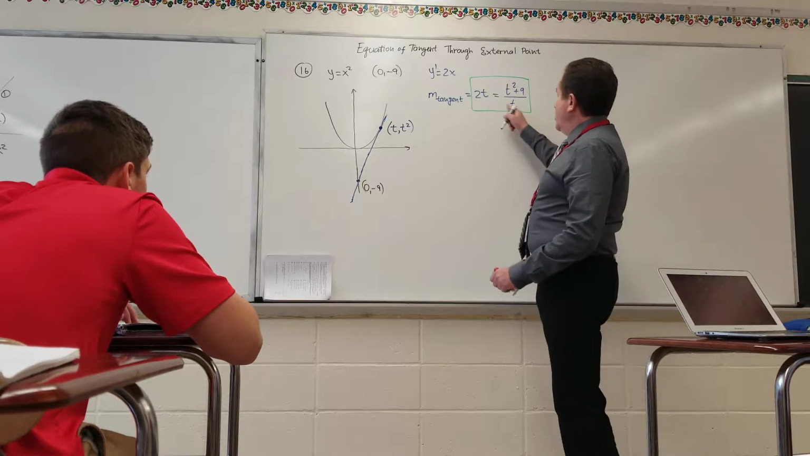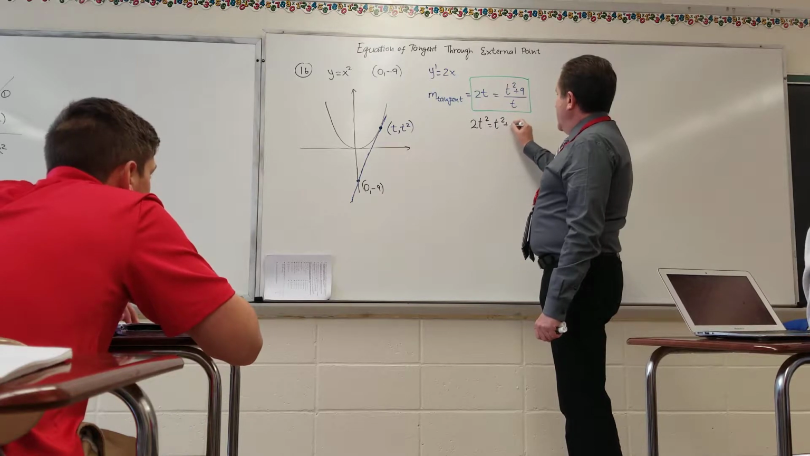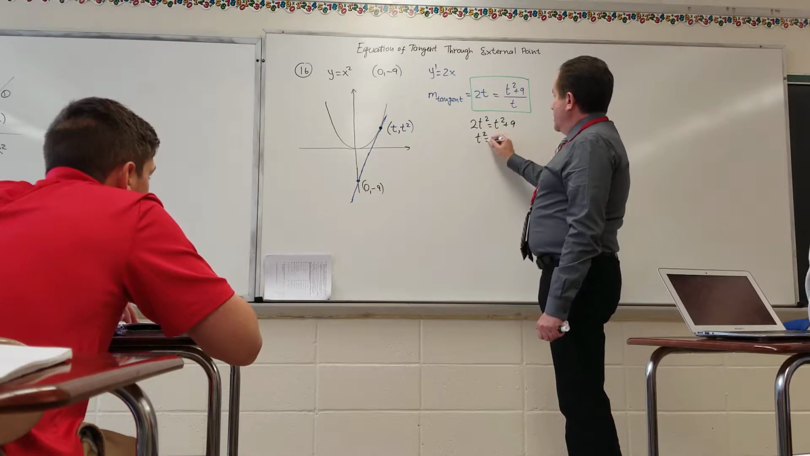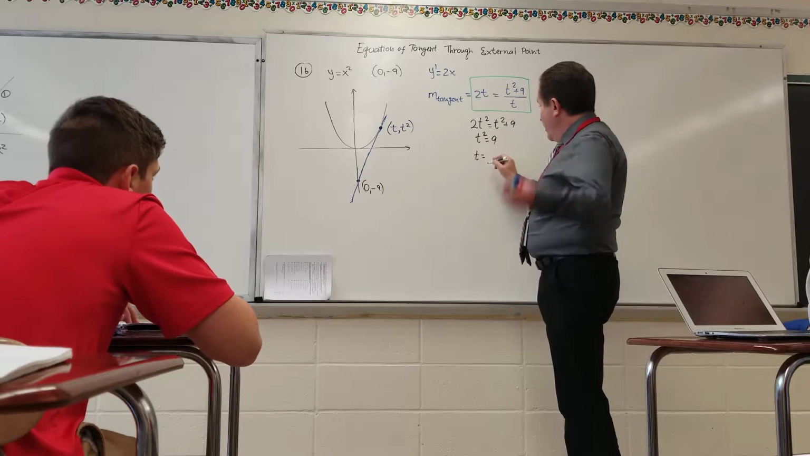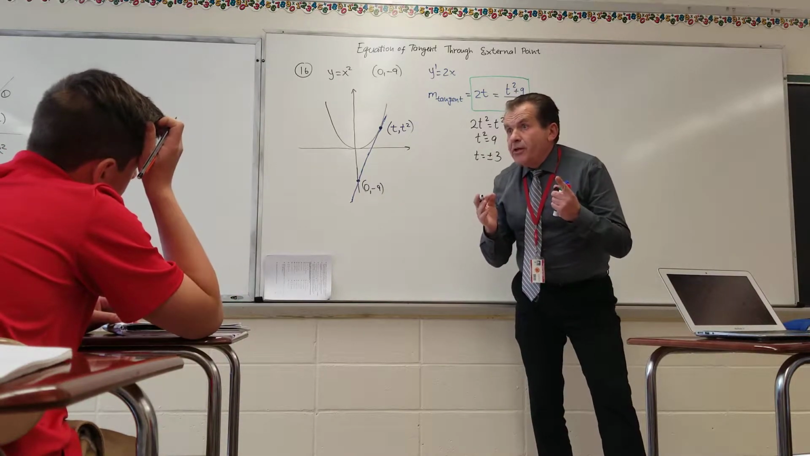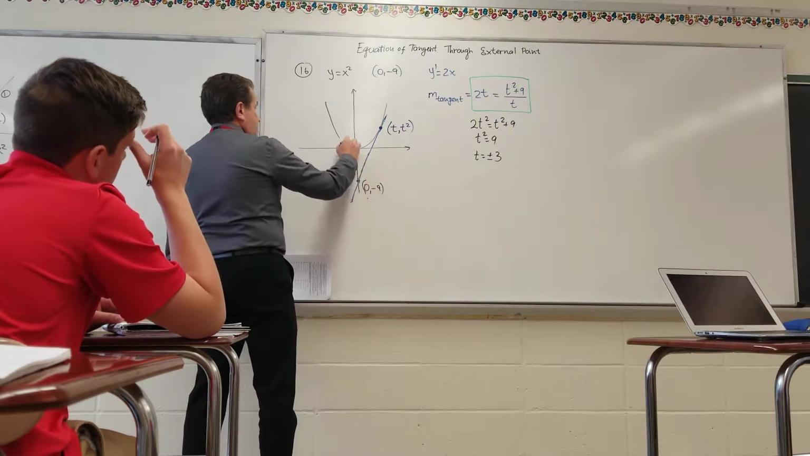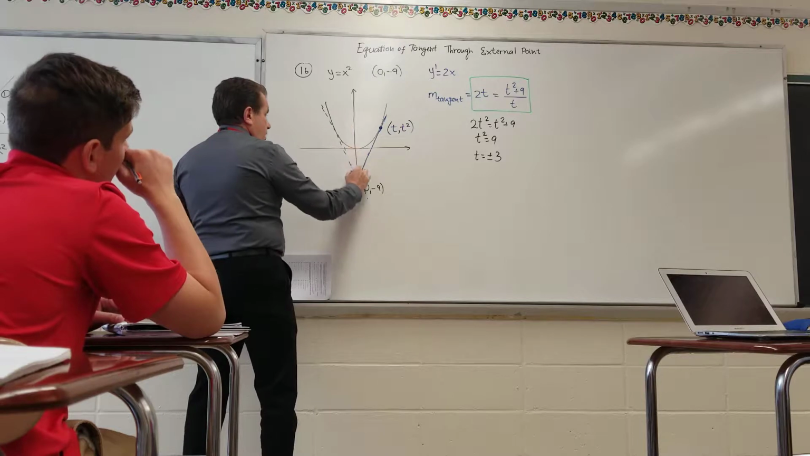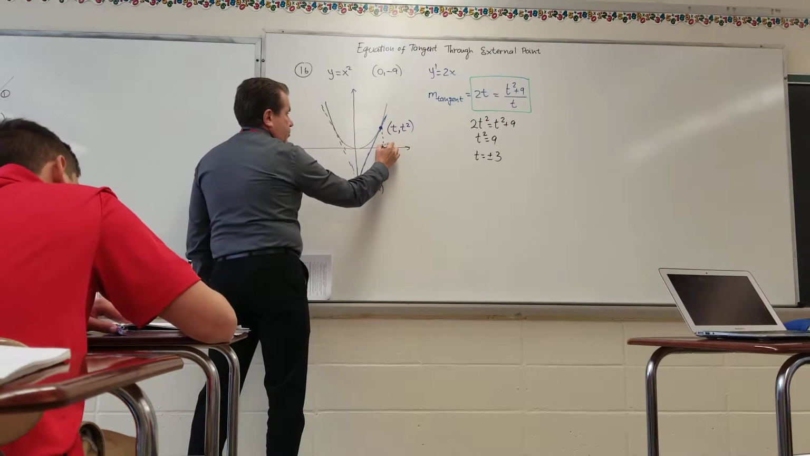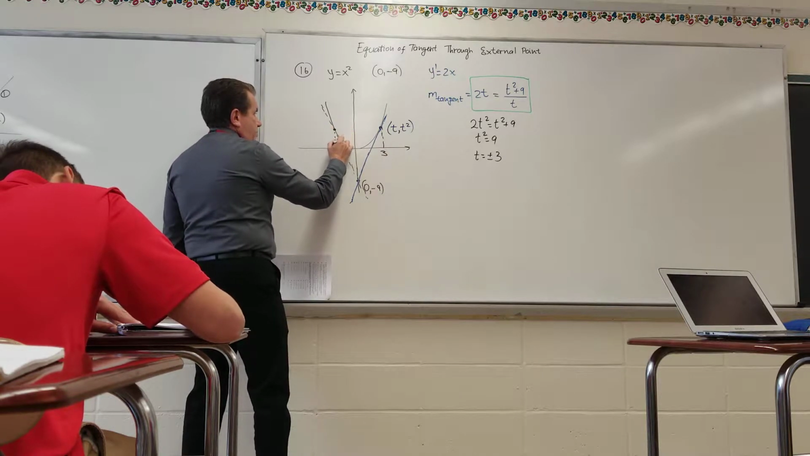So solving this equation, we get 2t squared equals t squared plus 9. t squared equals 9, so t is plus or minus 3, which was expected, since we understand that there must be another tangent line somewhere this way. So that means I know that here is positive 3, and on the other side I have negative 3.